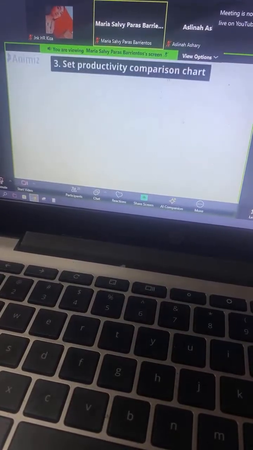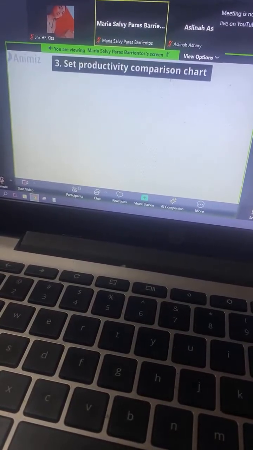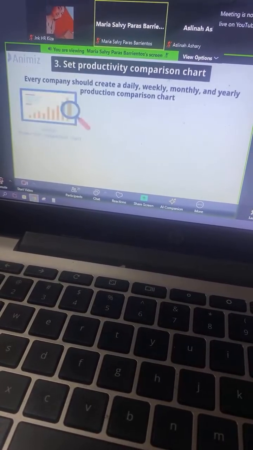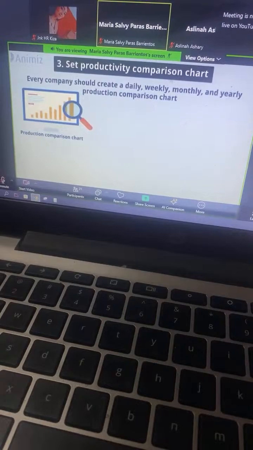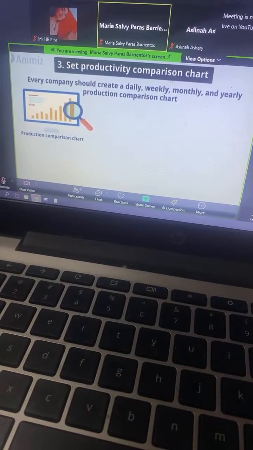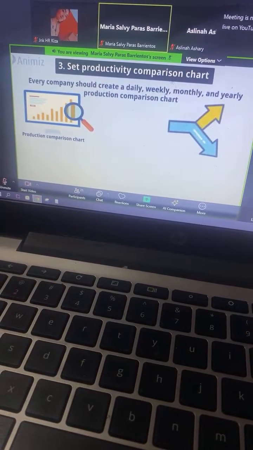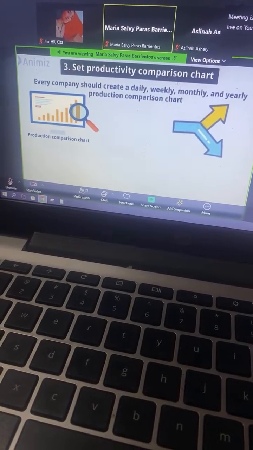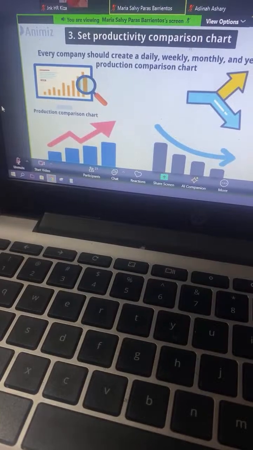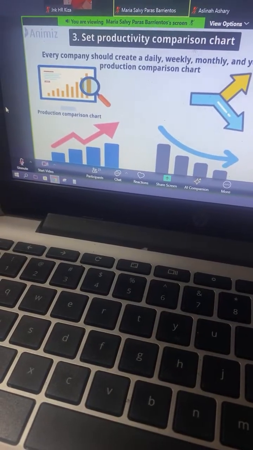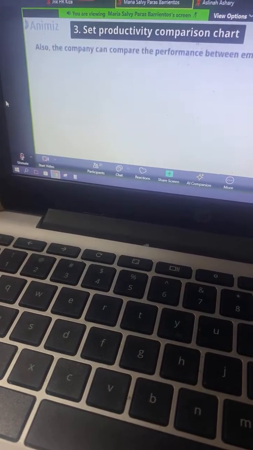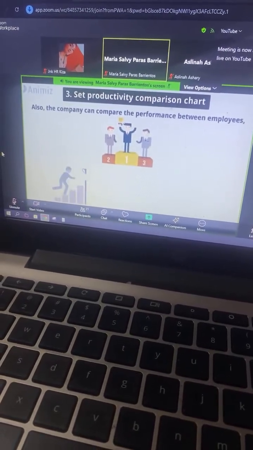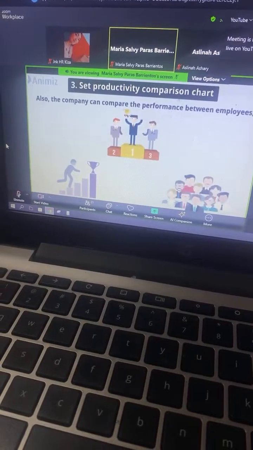3. Set productivity comparison chart. Every company should create a daily, weekly, monthly, and yearly production comparison chart to always be aware of which direction the company is going. Here the direction means whether productivity is increasing or decreasing compared to previous data. Also, the company can compare the performance between employees. It keeps them motivated to work more efficiently than others.